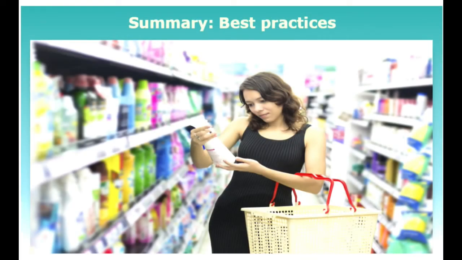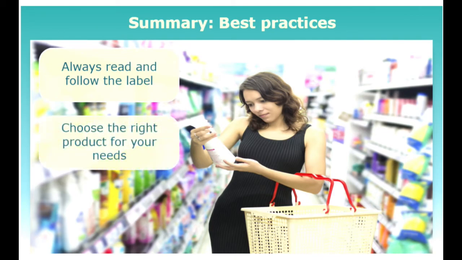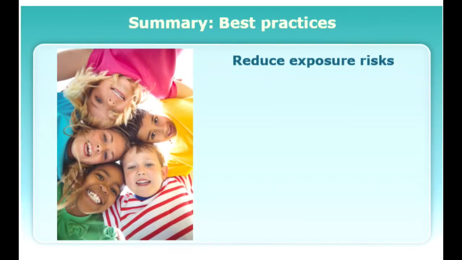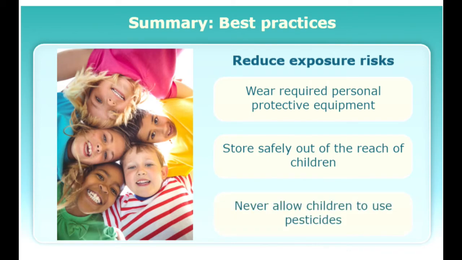Before we talk more in depth about the Healthy Schools Act requirements, let's summarize what you've learned about the best practices for using antimicrobial products safely and effectively. Follow the label directions carefully to make sure the product is safe and effective. Carefully consult the label when choosing an antimicrobial product to make sure it is the best choice for your needs. Reduce your exposure by only using disinfectants and sanitizers when and where you need to. Use any required personal protective equipment. Store antimicrobial pesticides safely and out of the reach of children. Never allow children to use pesticides, including disinfectant wipes.